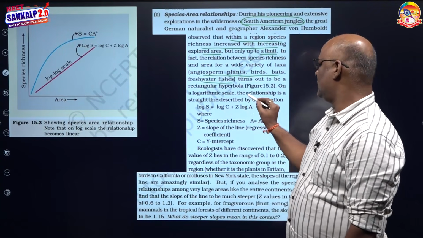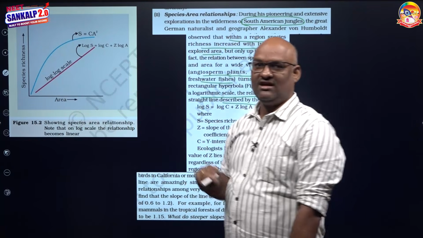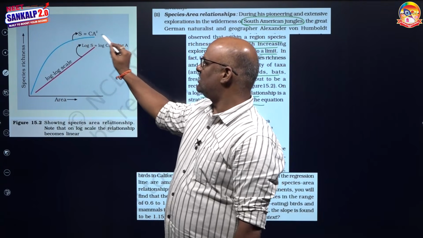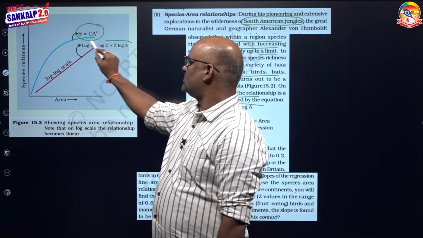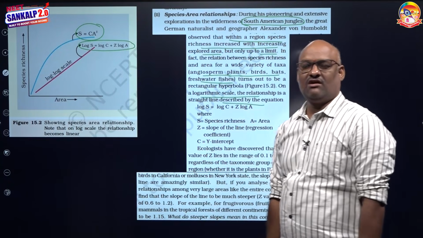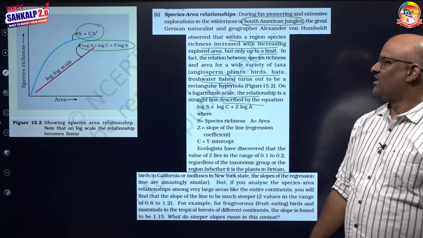Now, if you just take it in a logarithmic scale, it gives a straight line. This rectangular hyperbola is represented by the equation S = CA^Z, whereas the straight line is represented by the equation log S = log C + Z log A. You have to remember the formula.